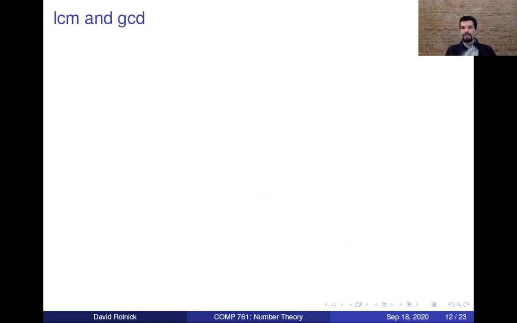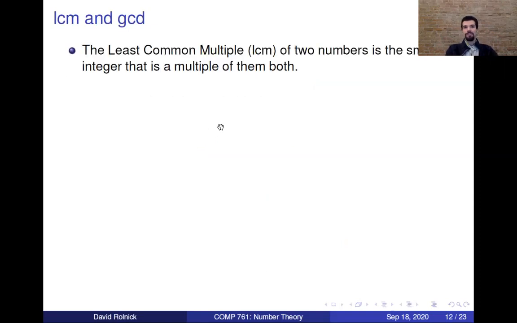Okay, LCM and GCD. The least common multiple, which is often called the LCM, and weirdly, it's traditionally written with lowercase letters. The least common multiple of two numbers is the smallest integer that is a multiple of them both. I guess I should say the smallest positive integer. So as an example, the least common multiple of 10 and 12 is 60, because 60 is a multiple of both 10 and 12, and there isn't anything smaller than 60 that is a multiple of both 10 and 12.